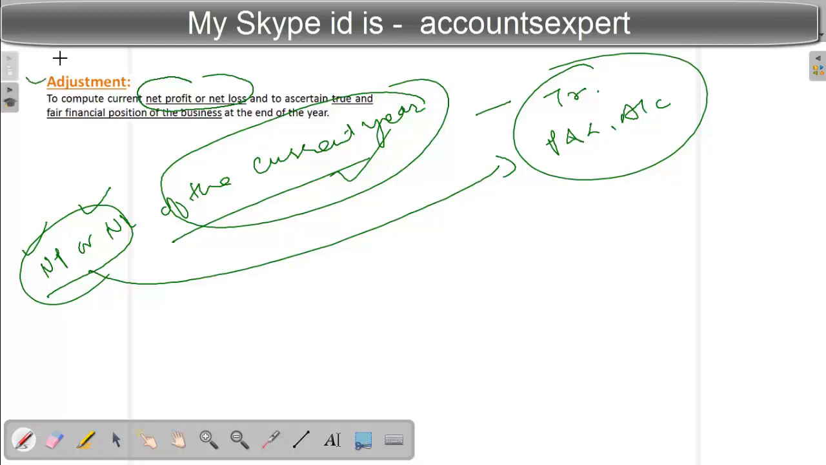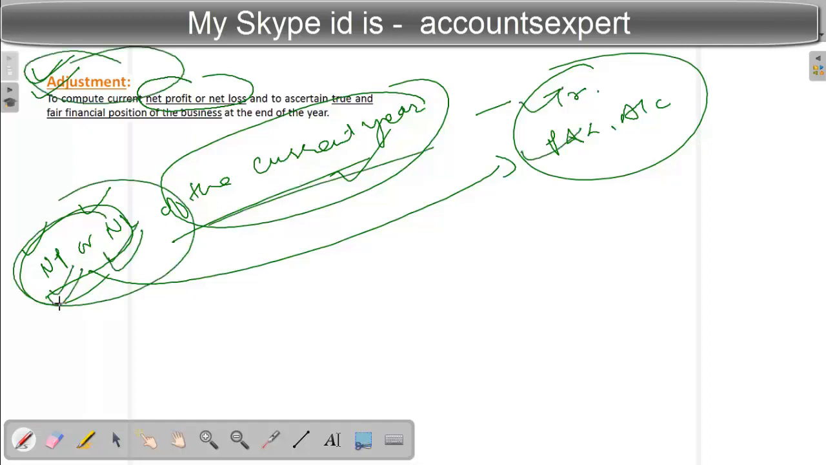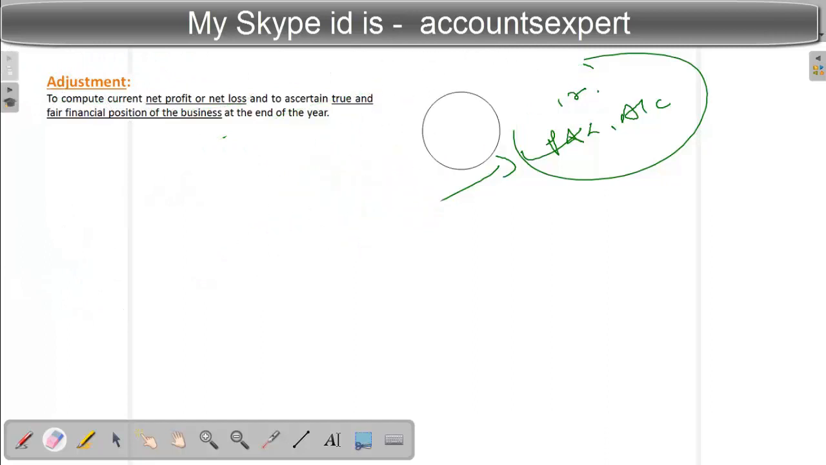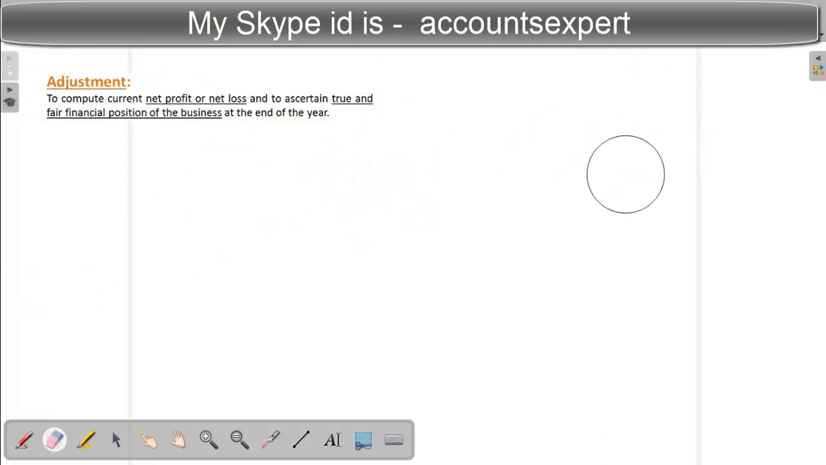And adjustment entries play a vital role in computing the net profit and net loss of the current year. If you do not pass adjustment entries, our trading and P&L account will not show the correct net profit or net loss of the current year. Now see how it is possible. I am taking one example, and with that example I will explain the importance of adjustment entries and what will happen if you do not pass them.